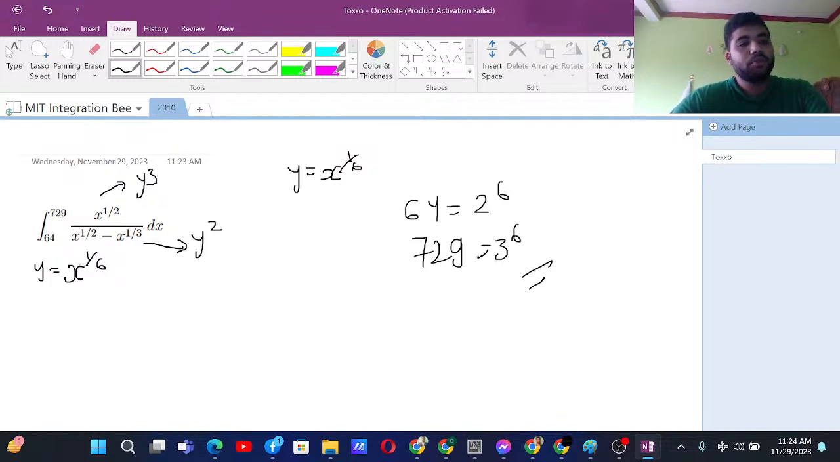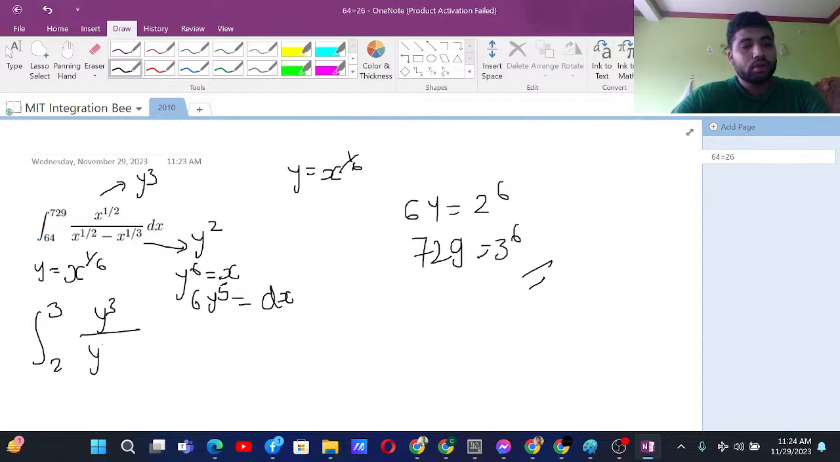Now if we do that, we will have y to the power 6 equals x, and 6y to the power 5 equals dx. Then we will have the integral from 2 to 3. This will be y cube, and then y cube minus y square, and dx will be 6 times y to the power 5 dy.